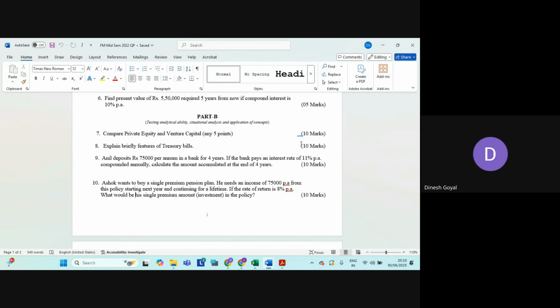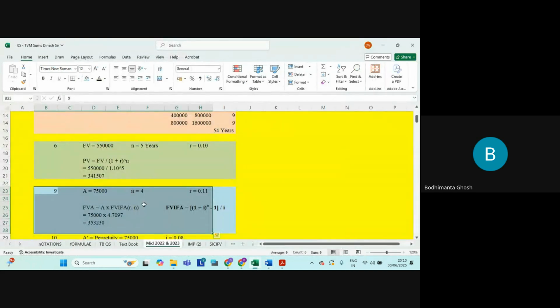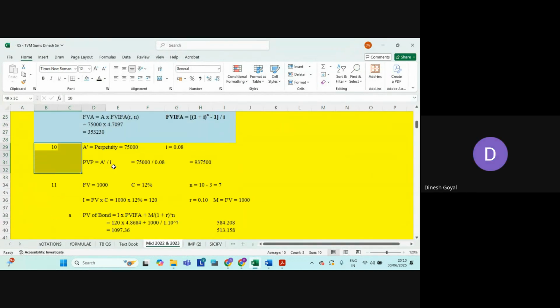तो 75,000 इज परपेचुइटी एंड रेट ऑफ इंटरेस्ट इज 8%. तो सिंपल डिवाइड करना है. हमें आज प्रेजेंट वैल्यू निकालना है. तो प्रेजेंट वैल्यू ऑफ परपेचुइटी, तो 75,000 डिवाइड बाय 0.08, दैट्स इट. ये इधर सॉल्व किया हुआ है, मतलब 2 लाइन का आंसर है फॉर 10 मार्क्स.